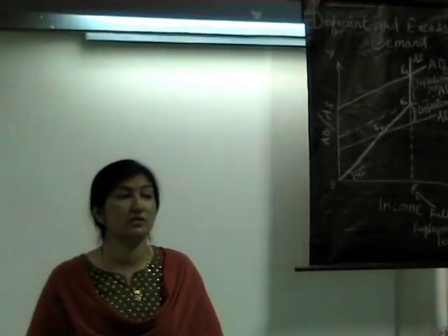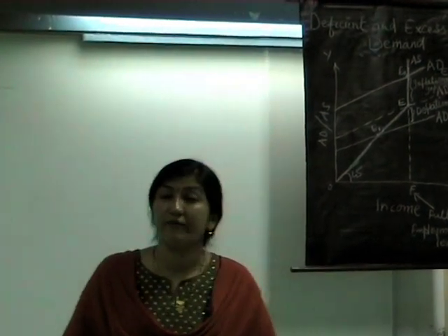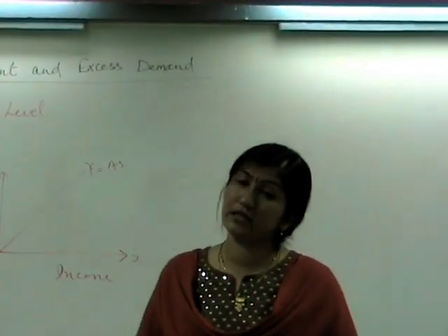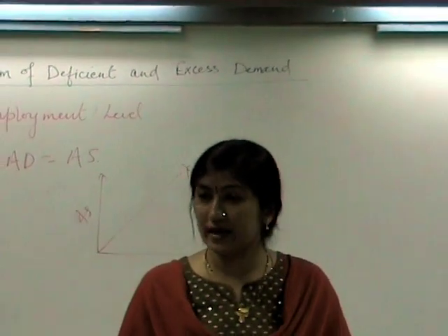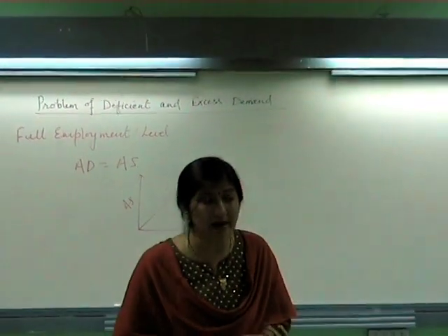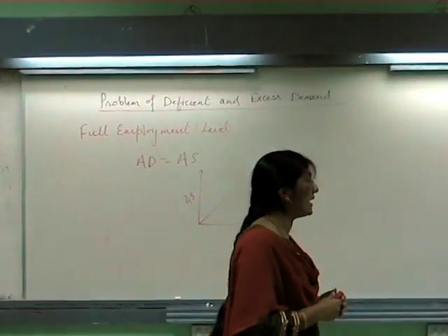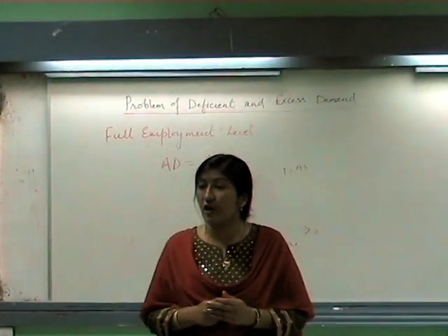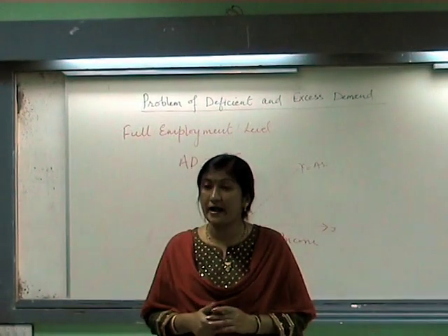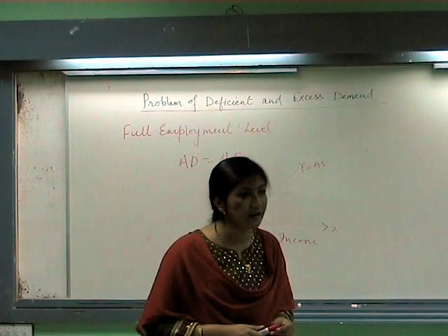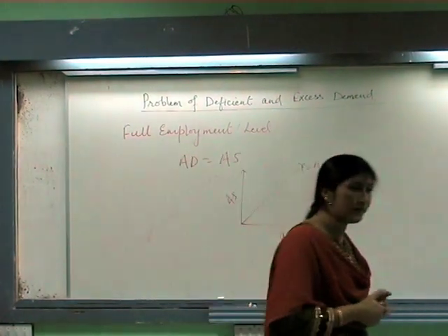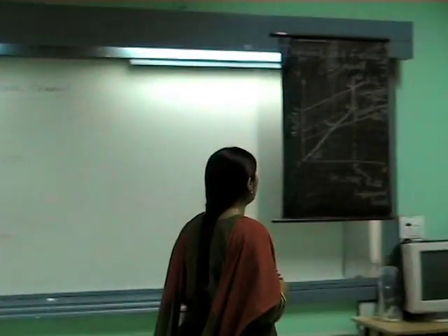Whenever this situation occurs in an economy at full employment level, then that situation is known as the situation of excess demand. Is that clear? So excess demand is a situation where aggregate demand falls short of aggregate supply at full employment level. Any confusion here? So if you remember this simple definition, now what are the situations?